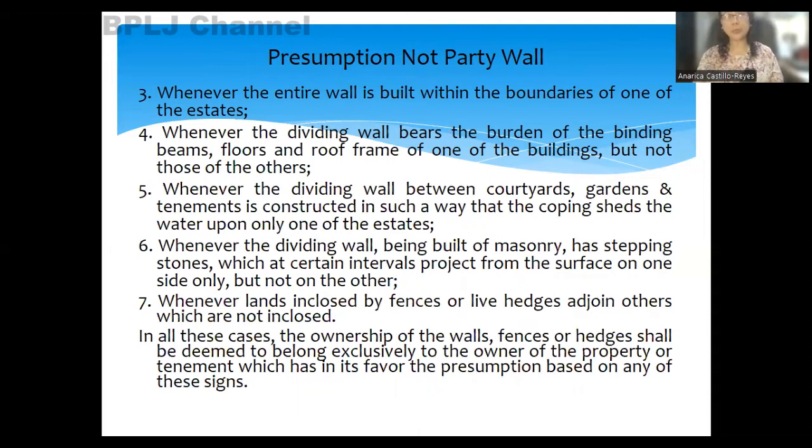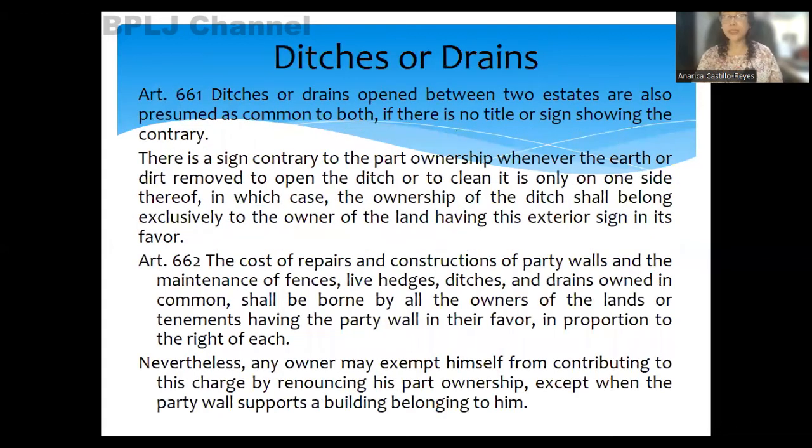whenever the dividing wall between courtyards, gardens, and tenements is constructed in such a way that the coping sheds the water upon only one of the estates; whenever the dividing wall, being built of masonry, has stepping stones which at certain intervals project from the surface on one side only, but not on the other; whenever the lands enclosed by fences or live hedges adjoin others which are not enclosed: in all these cases the ownership of the walls, fences, and hedges shall be deemed to belong exclusively to the owner of the property or tenement which has in its favor the presumption based on any of these signs.